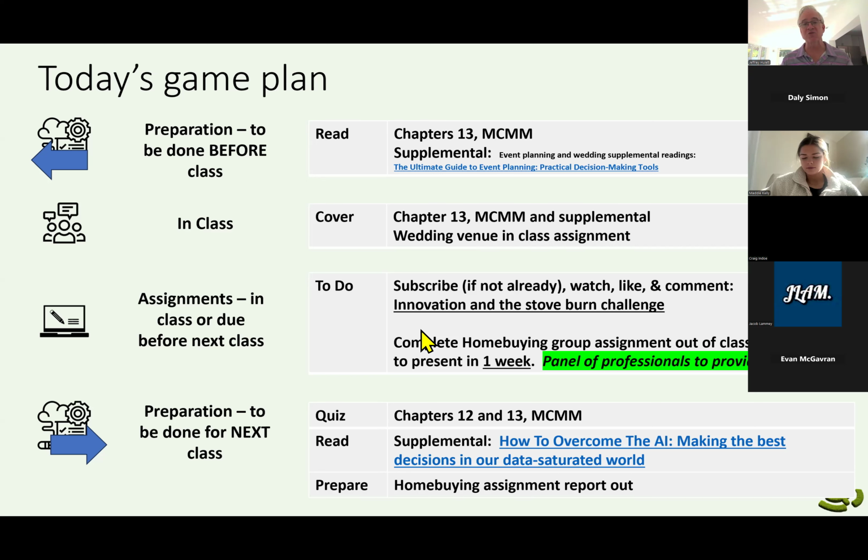Next week, our home buying group assignment will be due, and we're going to be presenting that in class. As a reminder, we are going to have a group of three realtors. Two are from the Harrisonburg area, and one is from Northern Virginia. They're friends of mine, people that I've worked with before. Some of them have presented to classes.